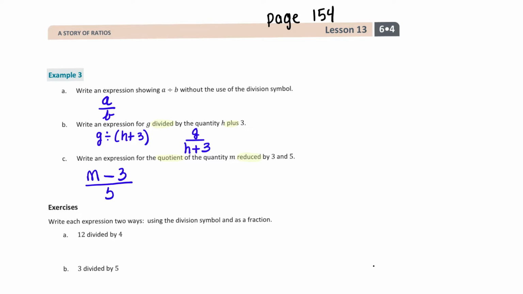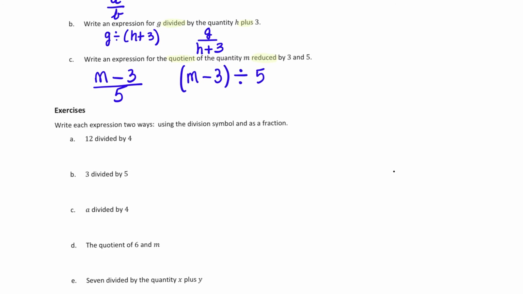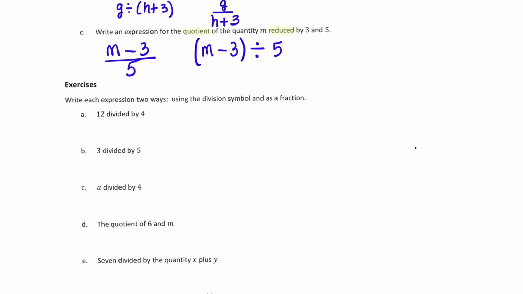You can also write it using the division symbol: it would be M reduced by 3 divided by 5. And in this case, we might be using the parentheses to emphasize the quantity M reduced by 3. Okay, let's go to the next exercise here. Hopefully this makes more sense to you.